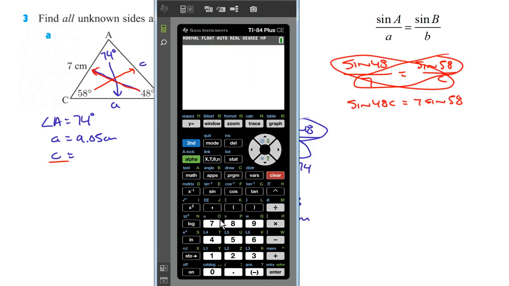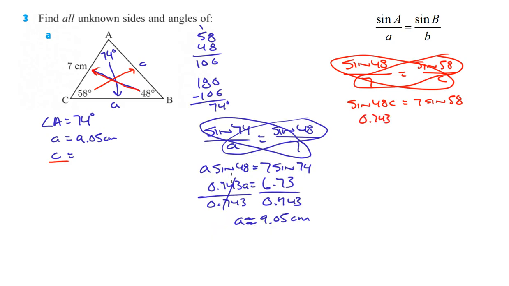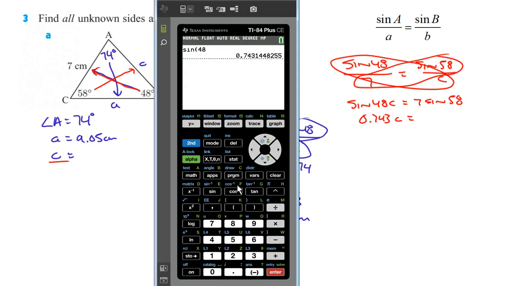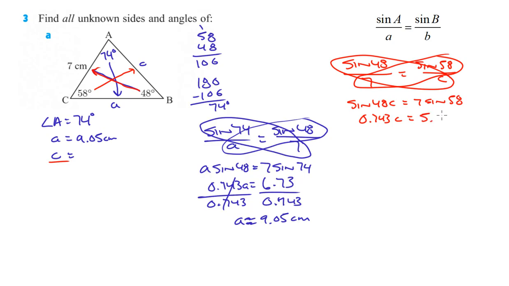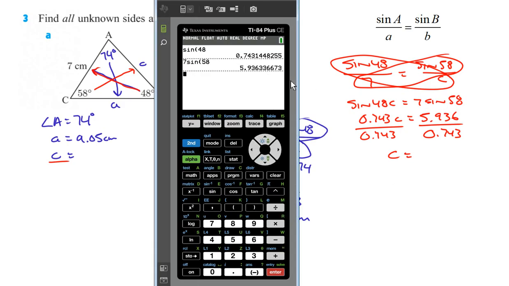Okay, so we got sine of 48 gives us 0.743, which we already did that one before. C equals... that's right, okay. And then 7 sine 58, that gives us 5.936. Divide both sides by 0.743. And we get that side C, already got the 5.936 in there.